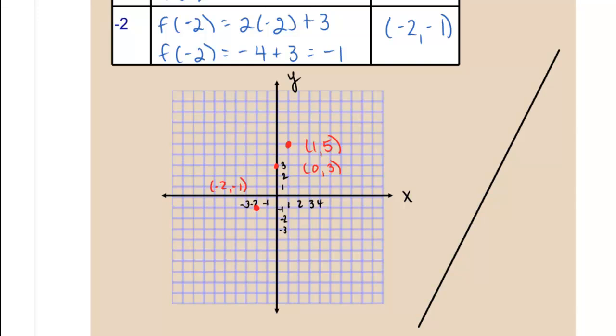I have now graphed the 3 ordered pairs that are solutions, 3 of the infinite solutions to this equation. So all I need to do now is connect all of these points with a line. And that's pretty easy, so I'm just going to draw a line through them. And it doesn't have to be perfect. Make sure you put arrowheads on both ends to show that there are an infinite number of solutions, which is why this line goes on forever in both directions.